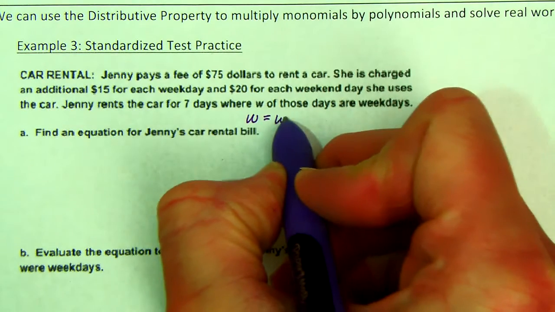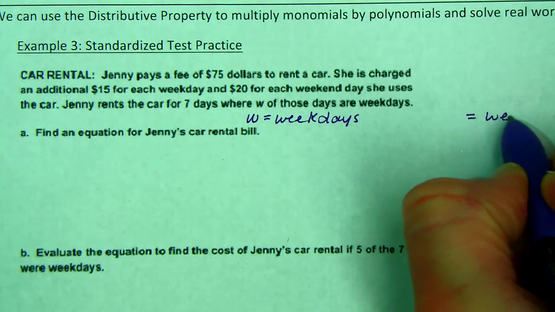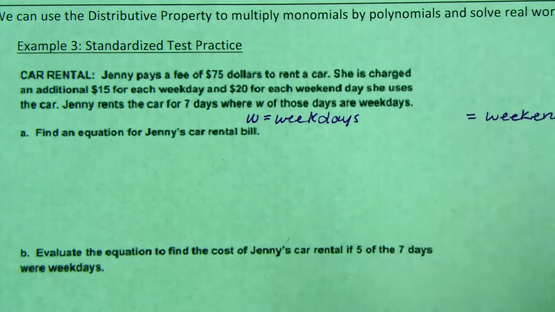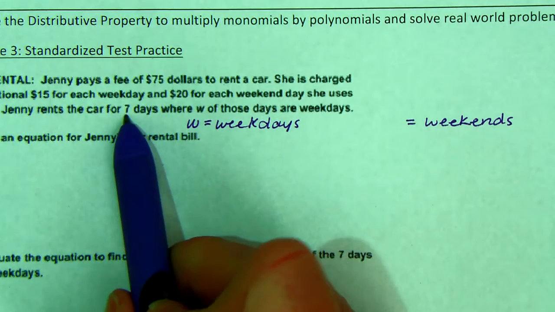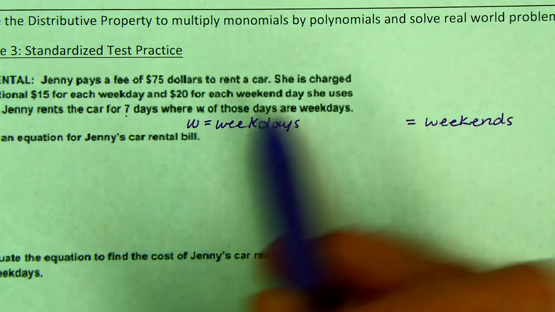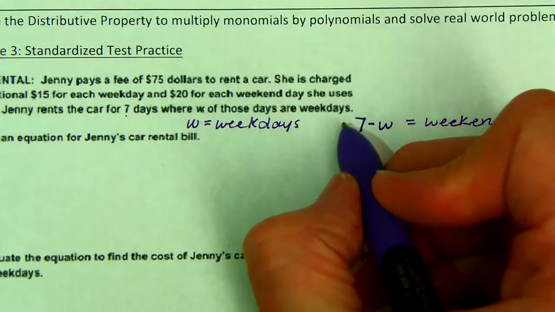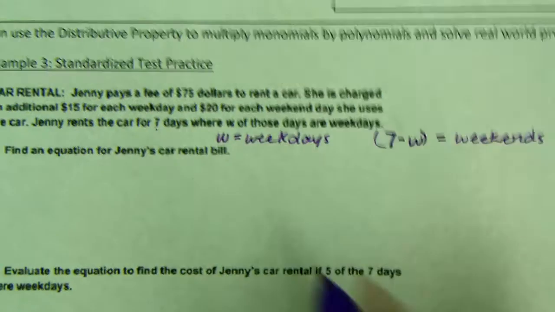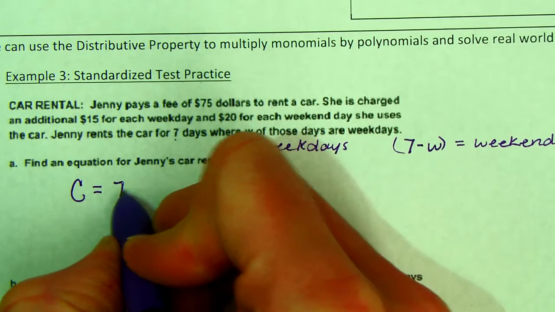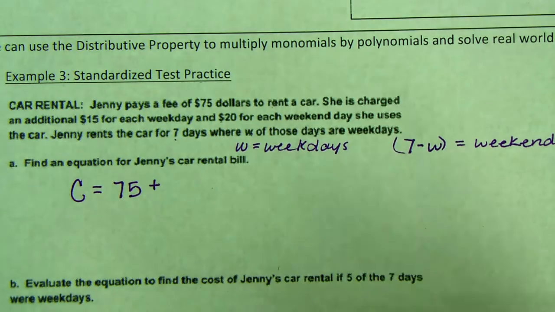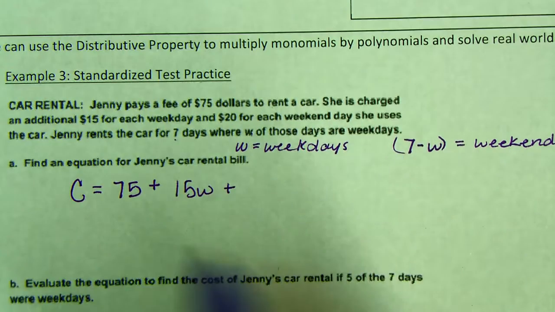then what equals weekends? And you don't actually need a separate variable. I know that the total number of days is 7 and W is weekdays. So weekends would be 7 minus W. That's tricky. We're going to put that in parentheses. So the charge, or the cost, I'm going to use C to represent cost, is $75 plus it's $15 for a weekday, so that'd be 15W plus $20 for a weekend. Now here is 20 times 7 minus W.